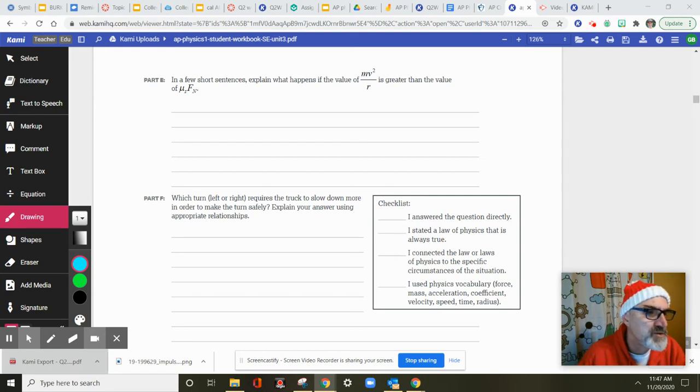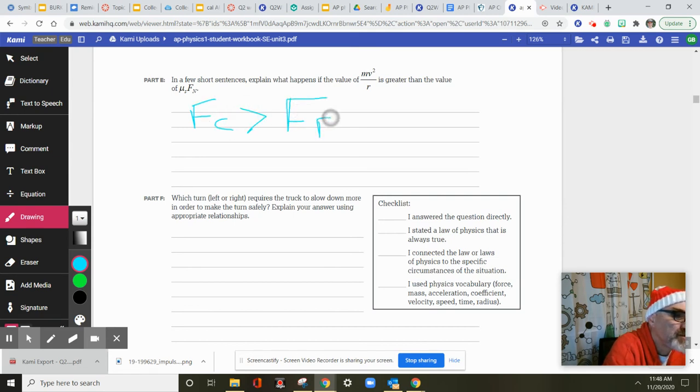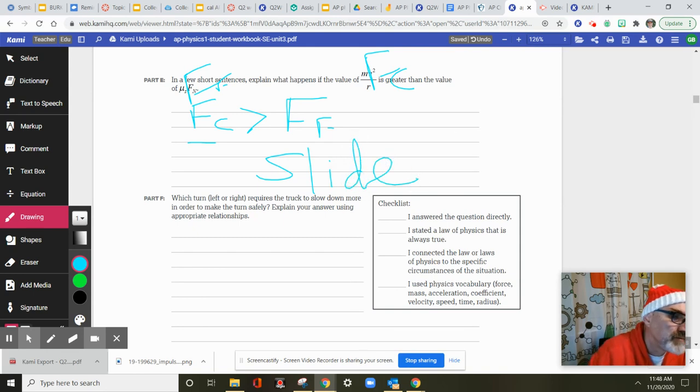All right, in a few short sentences, explain what happens if the value of the centripetal force, mv squared over r, is greater than the value of static friction. So if the centripetal force is greater than the frictional force, that's what they're saying here. This is the friction, and this is centripetal. If the centripetal force is greater than the friction, then there's not enough friction to balance it, and the truck will slide off the road.